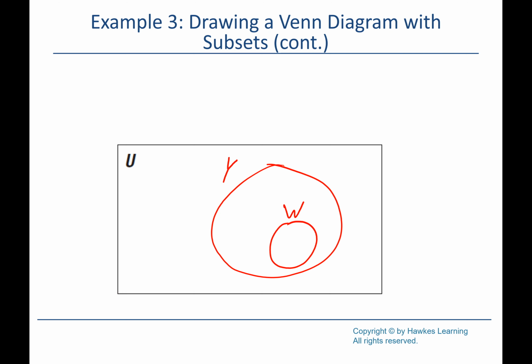Okay. Questions on that one? Okay. And again, yours doesn't have to look exactly like this. Just as long as you've got a W oval inside of a Y oval, then you're good. And draw it however you want from there.